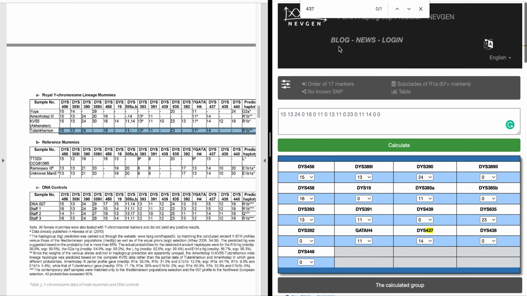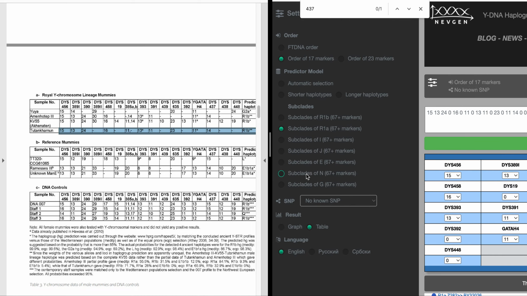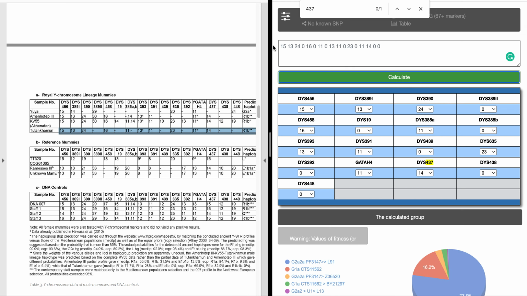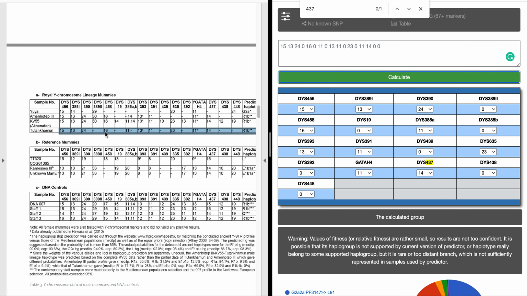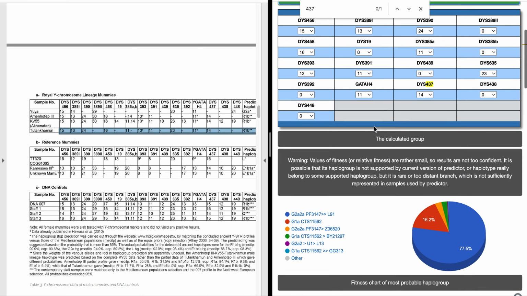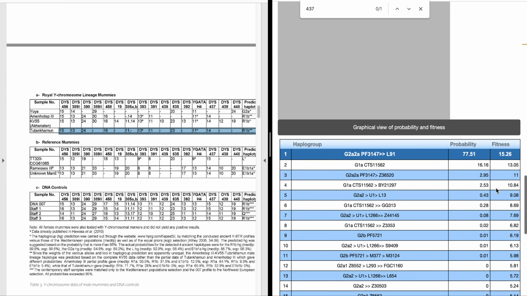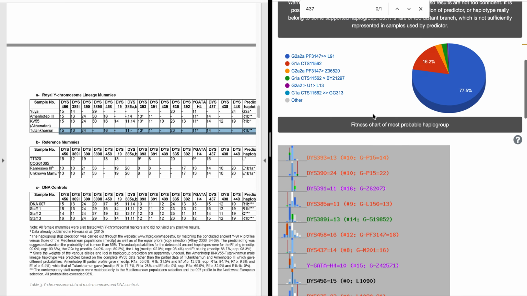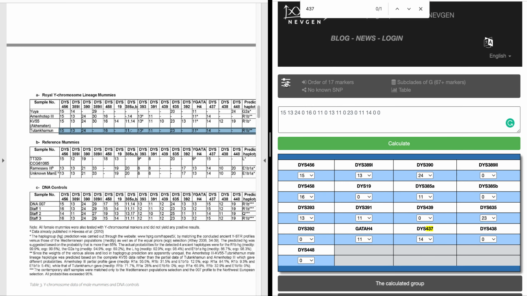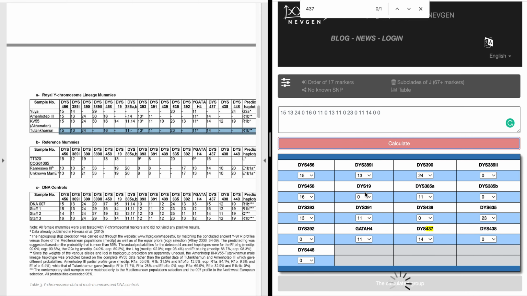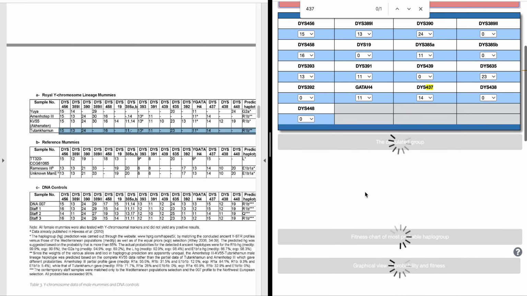Let's see. Let's try to put a G up there. Make sure we have the same markers. We do. Wow, look at that. 77.5% probability. Wow, so could it possibly be that Tutankhamun wasn't R1b? Maybe he had a different daddy or something. I don't know, it's interesting. All right, let's see J.